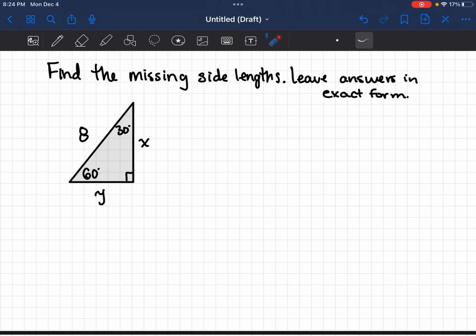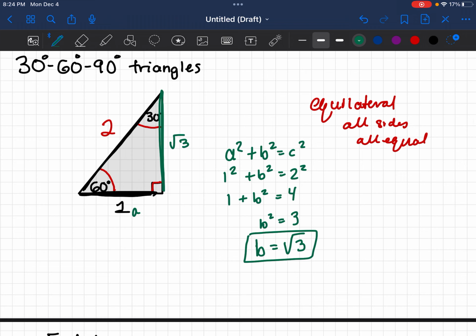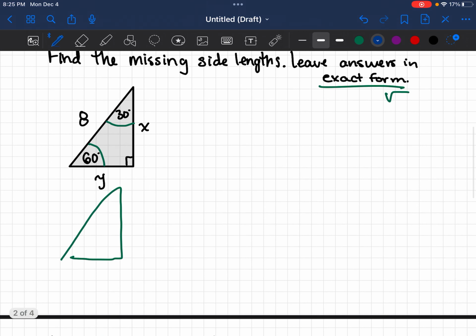Let's find the missing side lengths and leave our answers in exact form. That means with our radical symbol here. We're not going to use a calculator. So, like I was saying, I see that this is 30 and 60 degrees, which means that it is similar to our original triangle. This pattern of numbers here is what we will use to find our missing sides. So my original was 1, 2, and the square root of 3. And I have this new triangle that has 8, x, and y.